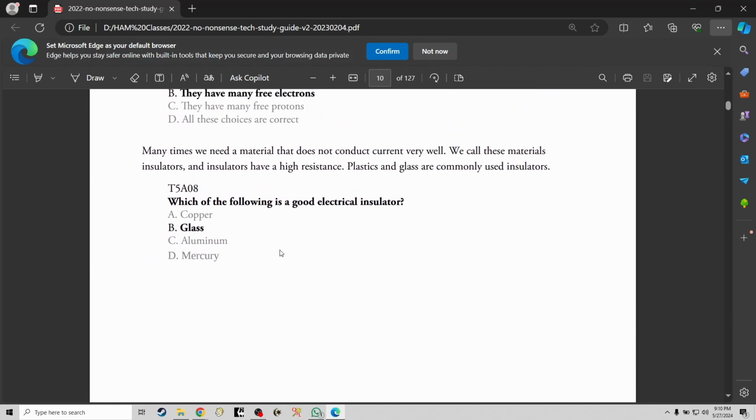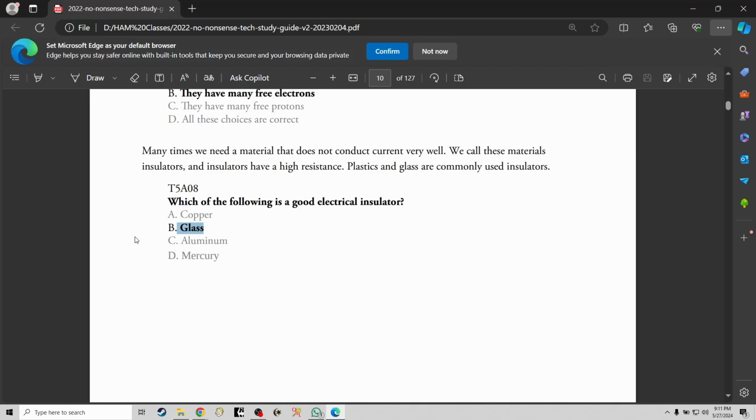So what is a good insulator? The opposite of a conductor. The greatest insulator is glass.